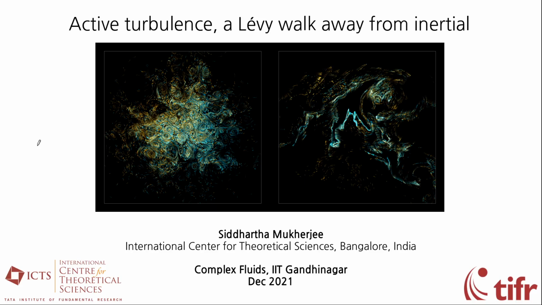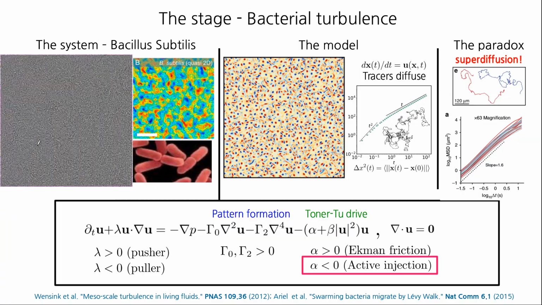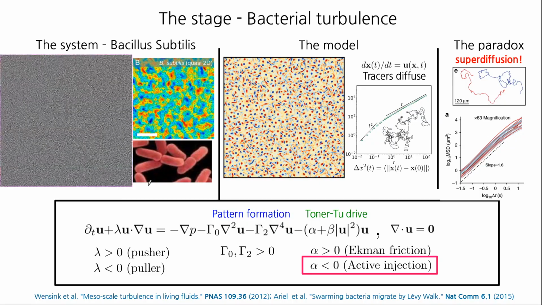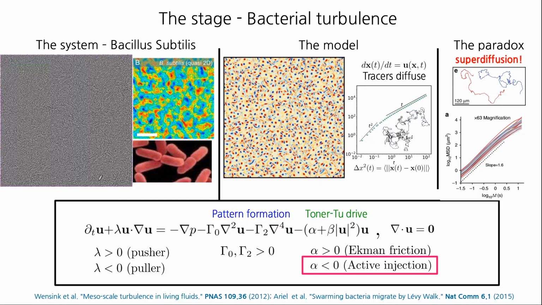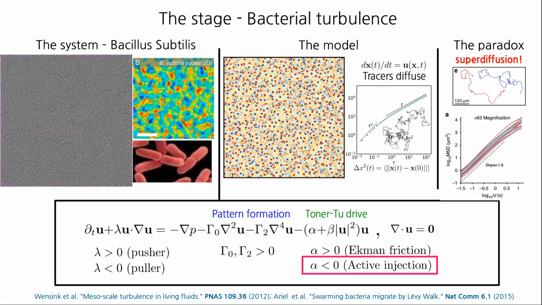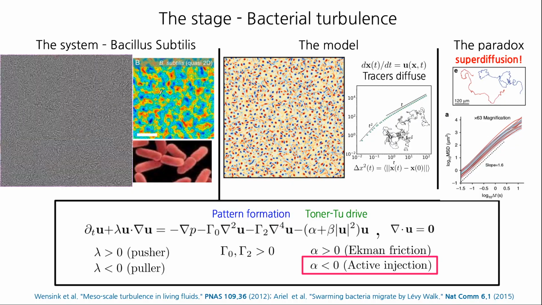I'll be telling you about Lévy walks in active turbulence. So, what's the system that we have? Basically, when you have a dense suspension of active entities like bacteria that can push and pull, they can give rise to collective flow patterns, as you see on the left, which can be fairly complex and very vortical, as you see in this colorful picture of the vorticity.